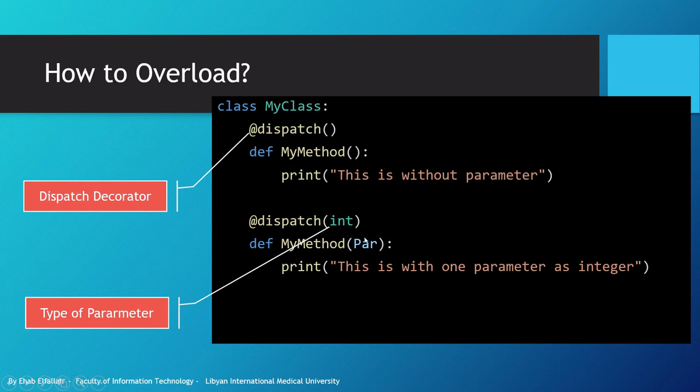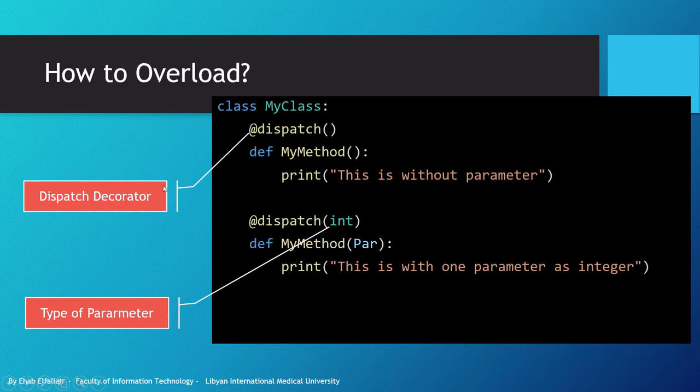The idea of overloading is that I can pass as many parameters as I want to my method with different implementation. So if I create an object from this class and I call my method without a parameter, this method will be executed, and if I pass an integer parameter, this method will be called.